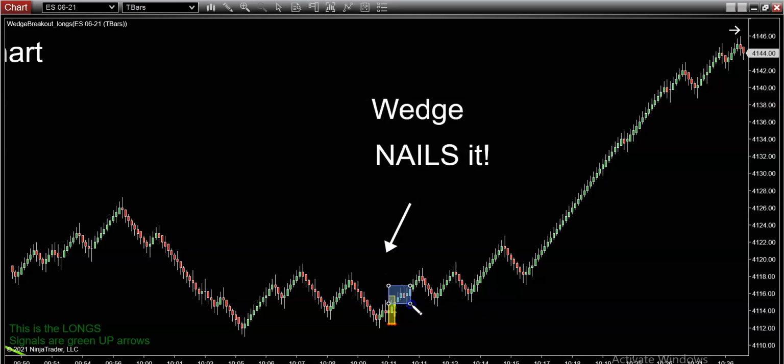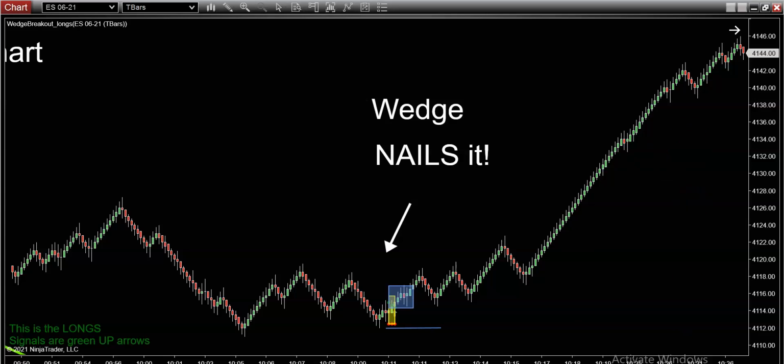The wedge broke. There was a bullish signal right here. Your stop gets placed right underneath the wedge right there. Okay, it's always important to have your stop. So here's your entry, here's your stop, and look at this thing just rip. Just completely rip straight up, right? I mean, this thing was a huge winner just 1 hour later.